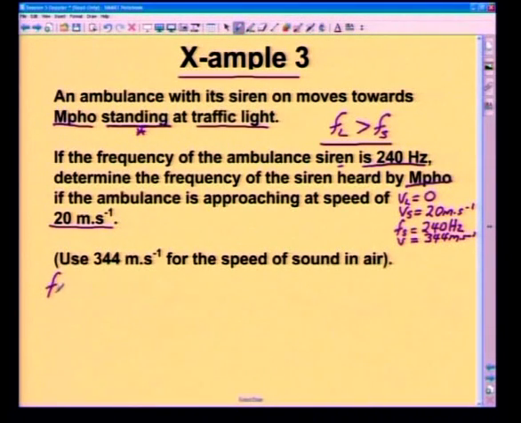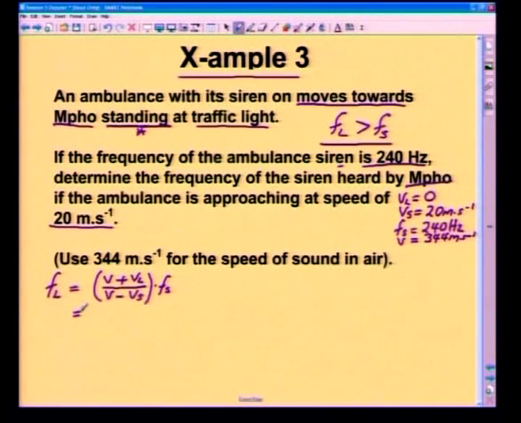Now we can solve this. The frequency observed by Mpo will be given by... Like we have already said, moving towards Mpo means this frequency is going to be greater than the actual frequency. So the numerator is going to be made big, the denominator is going to be made small. So the top part will be V plus the velocity of the listener, which will be 0 in this case. And down here, it will be V minus the velocity of the source. And all this must be multiplied by the frequency of the source.